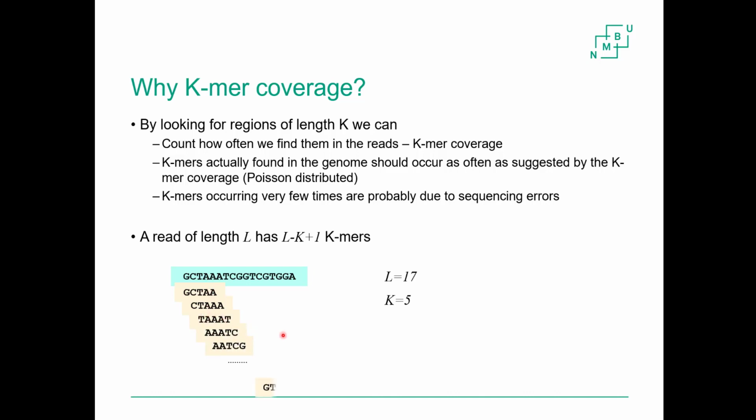And if we just keep on collecting them, we will see that together we collect now 17 minus 5 plus 1 equals 13 5-mers from this read. Right? So even if the read is 17 long, you can't collect 17 k-mers because the last k-mer can't start at the last position, right? Because there aren't k bases left to fill up the k-mer. So we always have a little bit fewer k-mers than we have length of the read. And the relation is exactly this one.